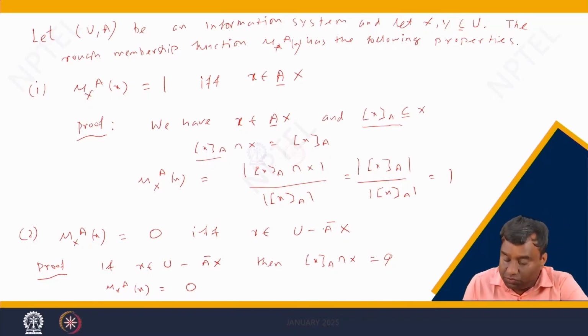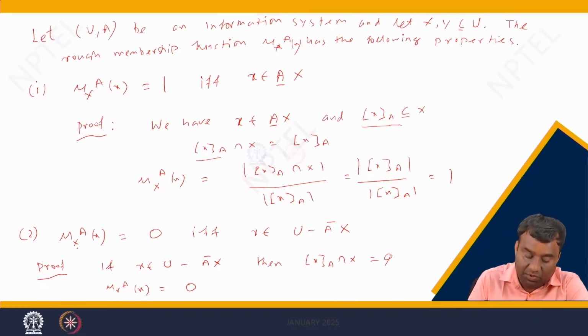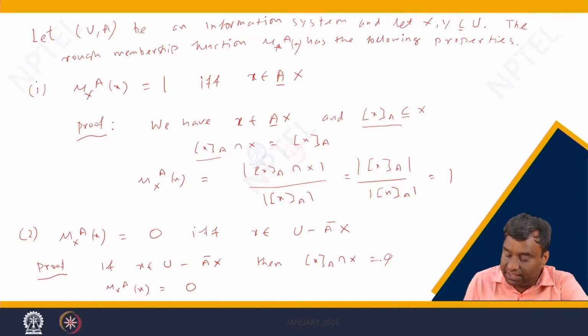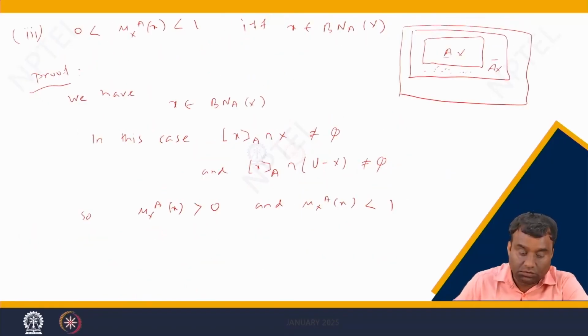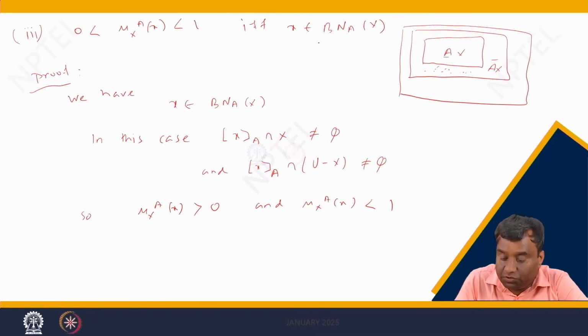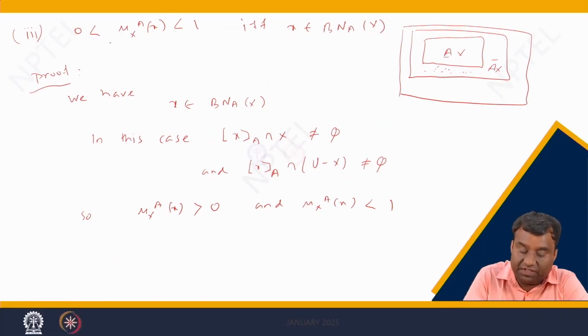If x belongs to the outside of the upper approximation, then mu X A of x is 0. So the value of the rough membership function is 0 because x belongs to the outside of the upper approximation. Then there is nothing common. So here Xa intersection X is the null set. So the value is 0. If x belongs to the boundary region, then the rough membership function is between 0 and 1.